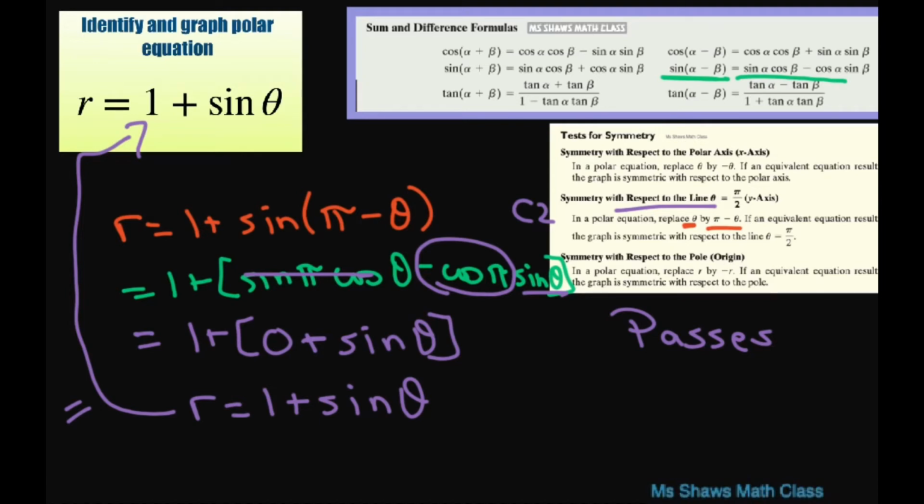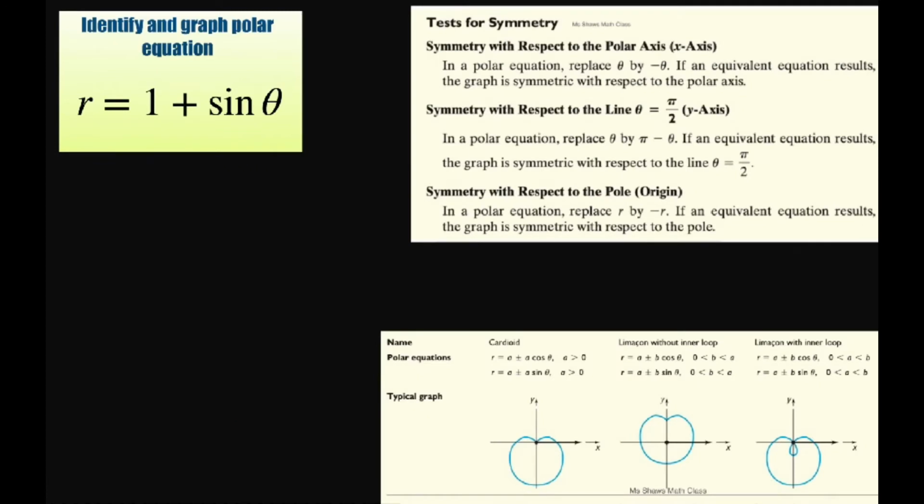And the last test is symmetry to the origin or the pole. And this is pretty easy. You just substitute r with negative r. So you get negative r equals 1 plus sine of theta, which fails. So it's not symmetric to the pole. The only time it would be symmetric to the pole is if this was r squared.